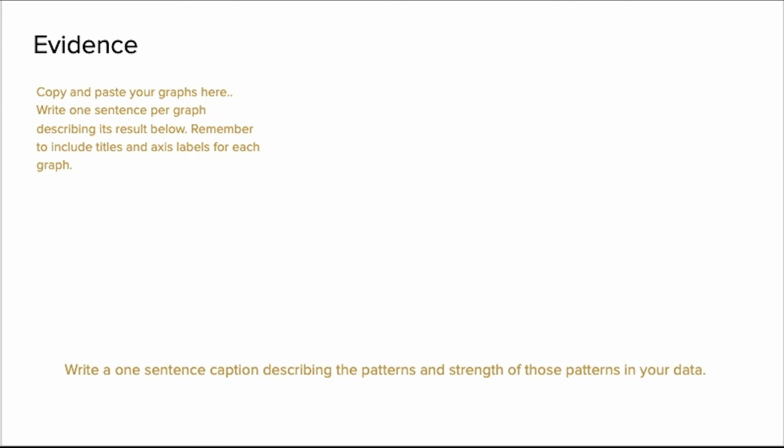On the next slide, you can copy and paste the graph that you made in Google Sheets here. Be sure to write a one-sentence caption at the bottom that describes the patterns and the strength of those patterns in your data. Make sure all your graphs have proper titles and labels for each axis.